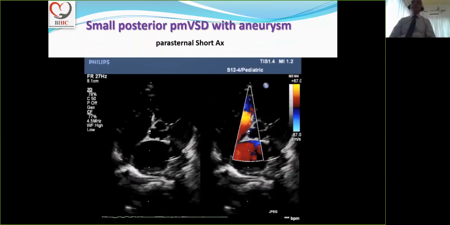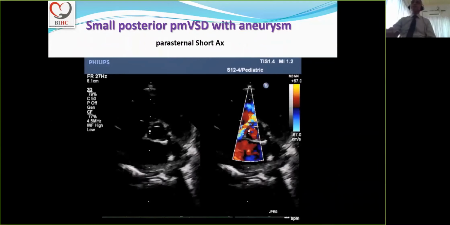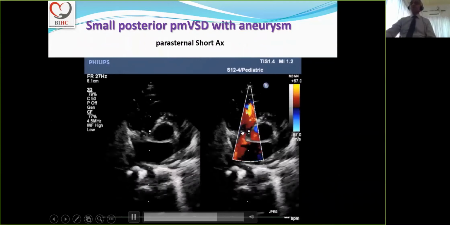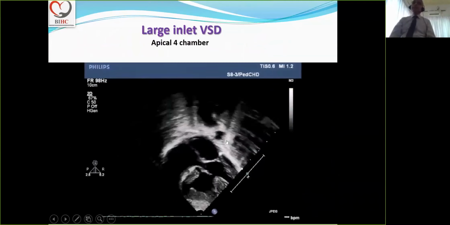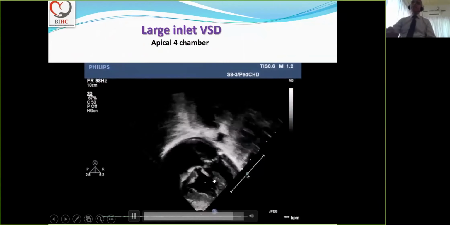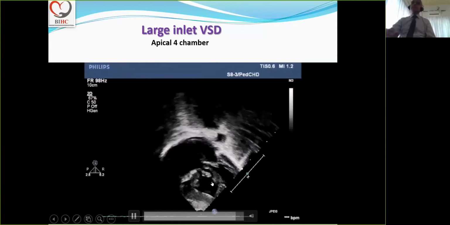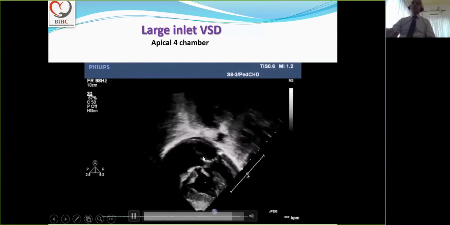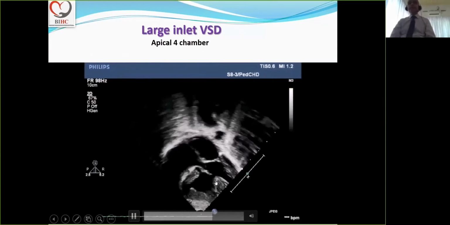This is again another small posterior perimembranous VSD. There is a touch of tricuspid regurgitation. We refer to an inlet VSD. Remember, an inlet VSD is the one which is seen when both AV valves are seen. Here, this is the mitral valve opening. This is the tricuspid valve opening, and you find a huge defect here. This is a huge defect, and it's a large inlet VSD.